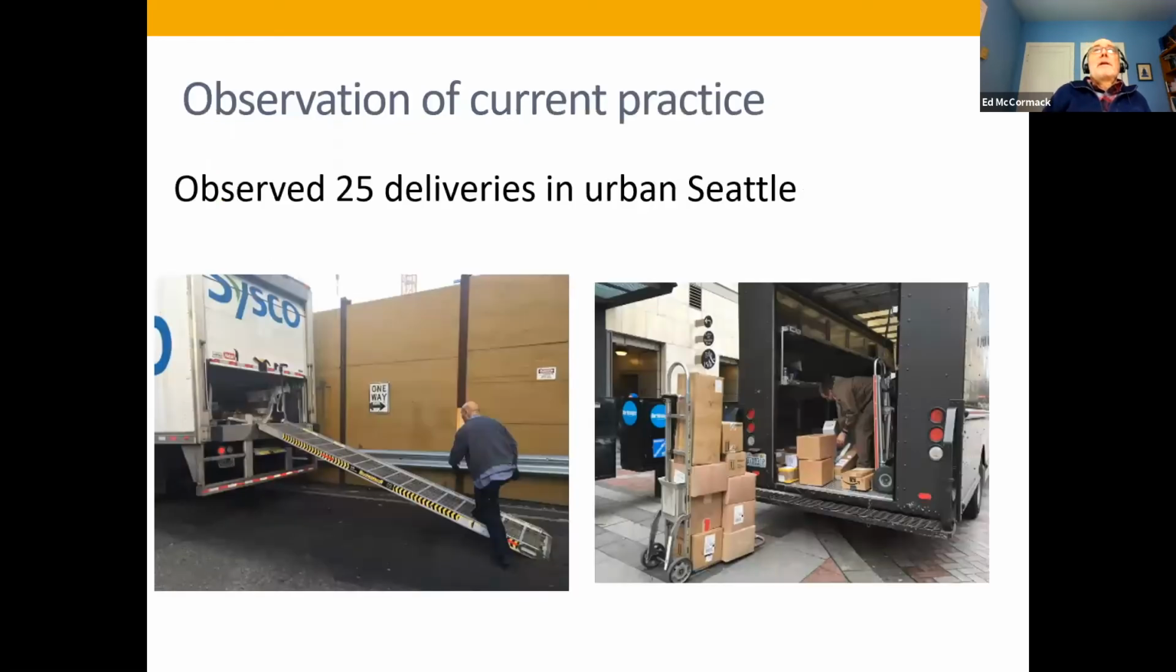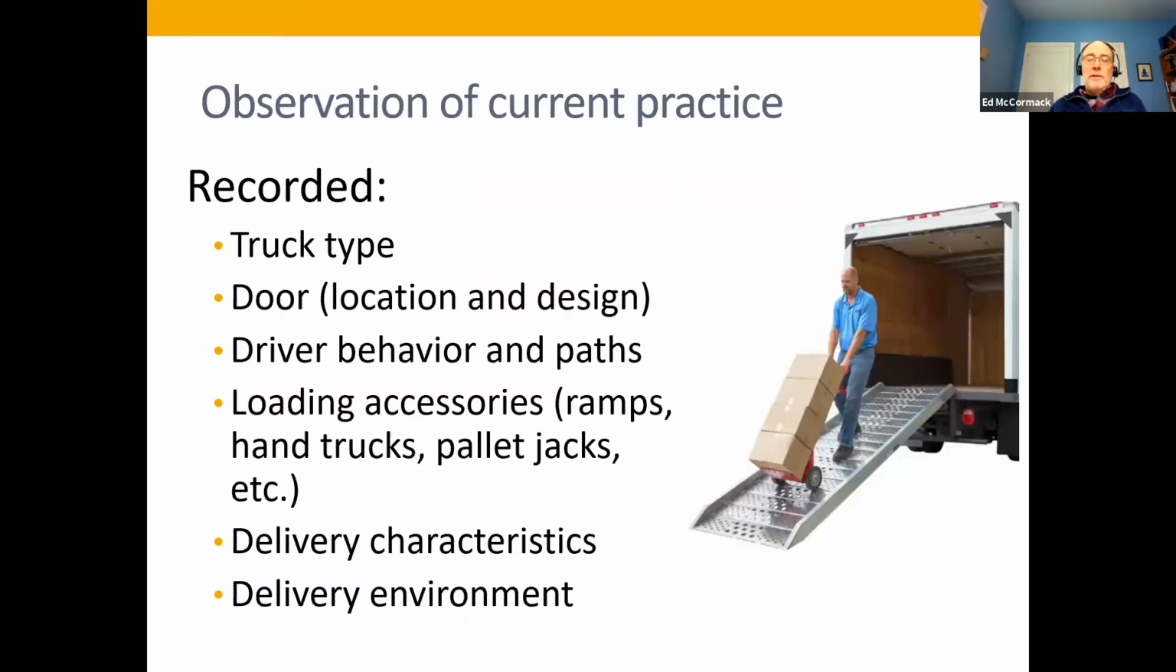It started out with observation of current practice, and we went out and looked at 25 deliveries in various parts of urban Seattle. And the point of this was just to observe how the mechanics of urban delivery occurred. And so what we did is we would go out, we looked at the type of truck, box truck, a big truck. And we were particularly interested in the door location.